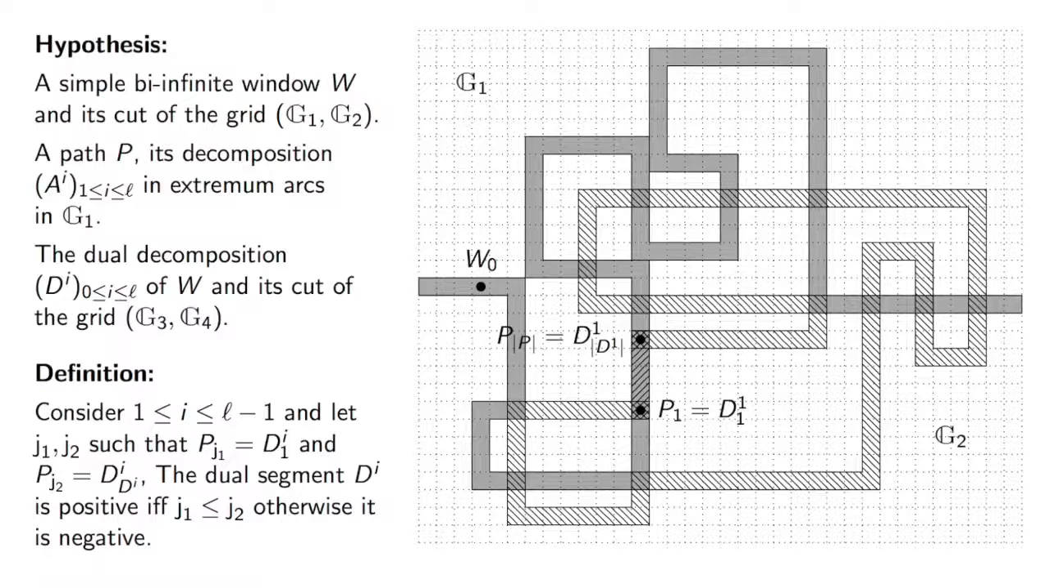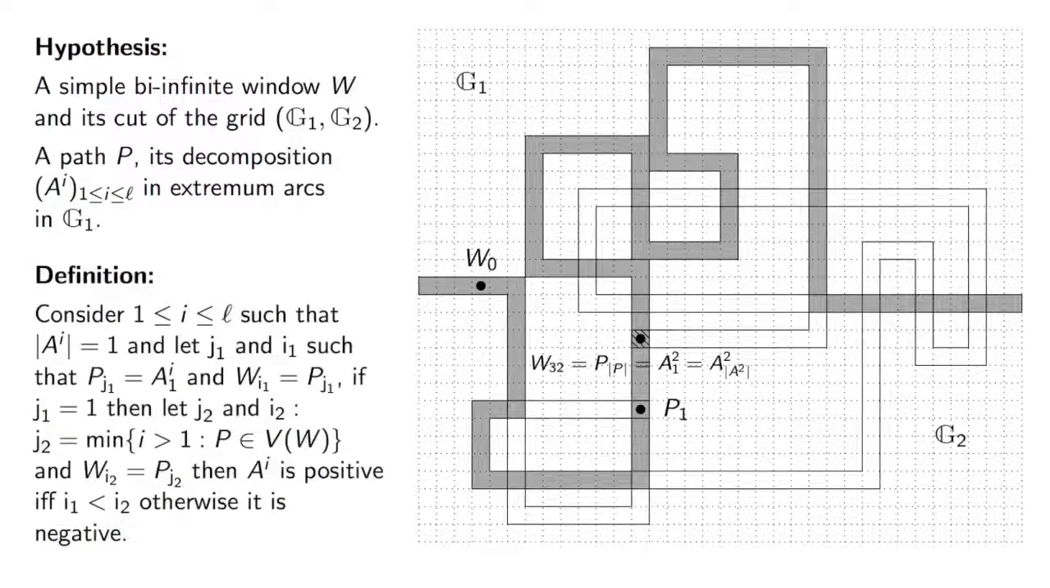For example, consider the dual segment D1. This part is hatched. The first position of this dual segment is also the position P1 and its last position is also the last position of the path P. Then the dual segment D1 is positive. Consider another example. The dual segment D4 is hatched. Its first position is also the position P103 and its last position is also the position P98. Then the dual segment D4 is negative.